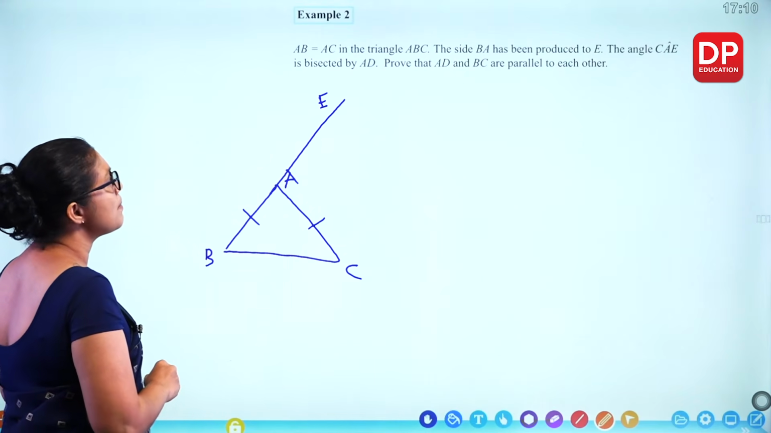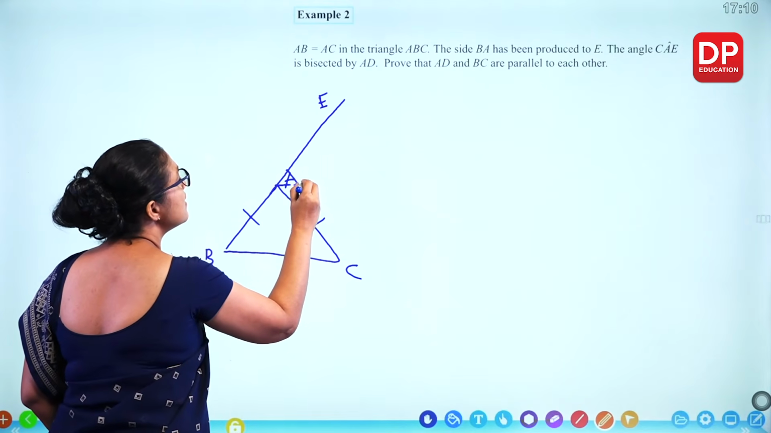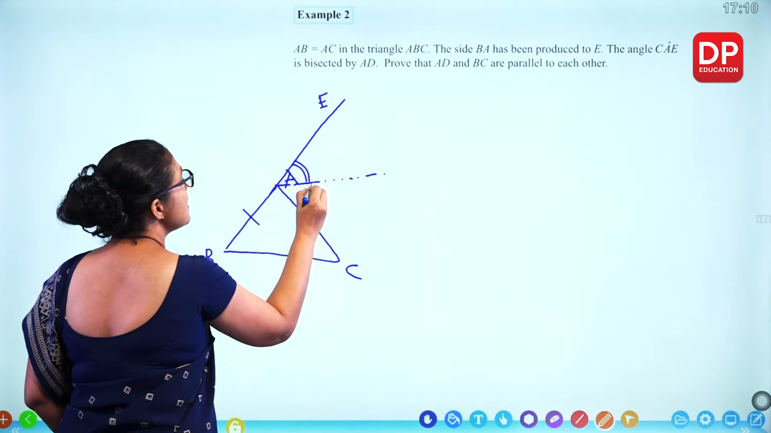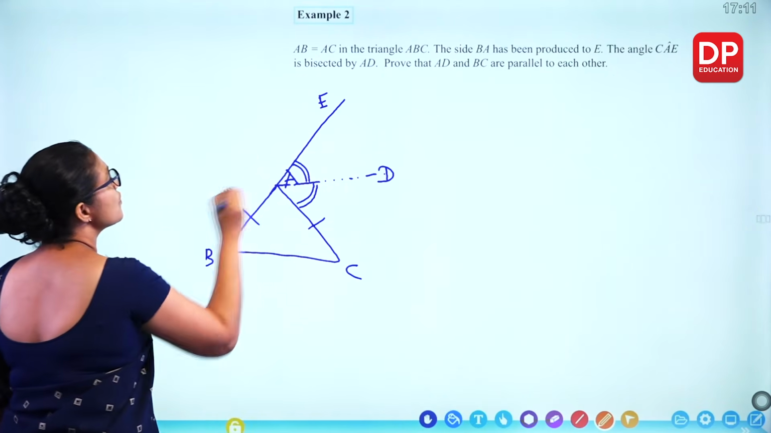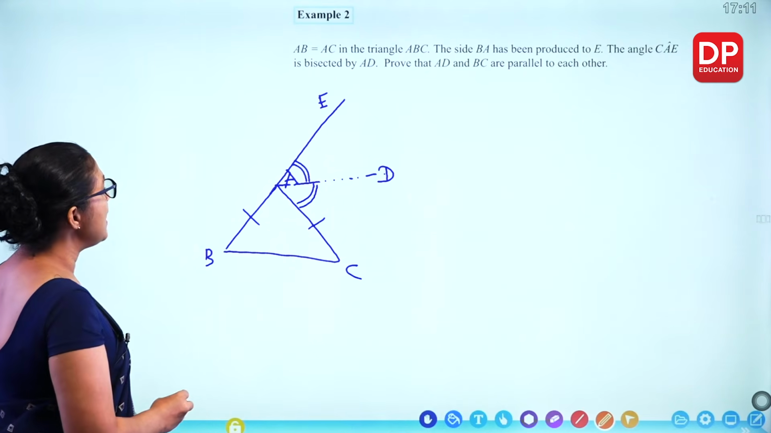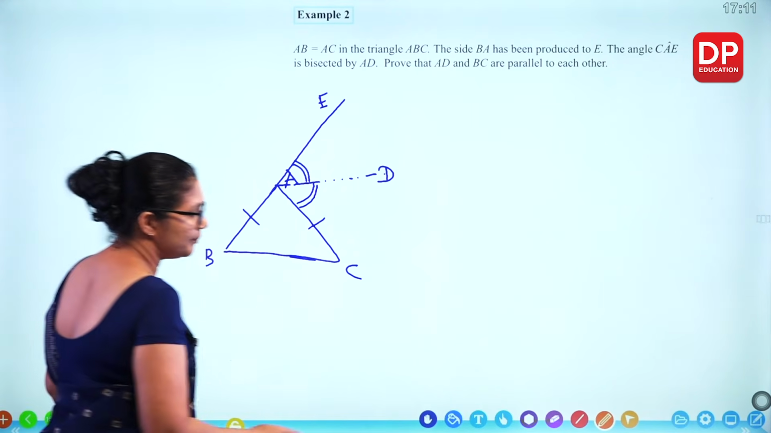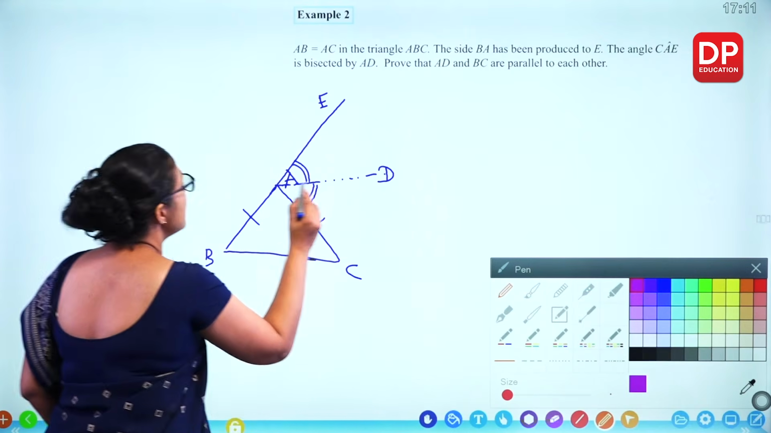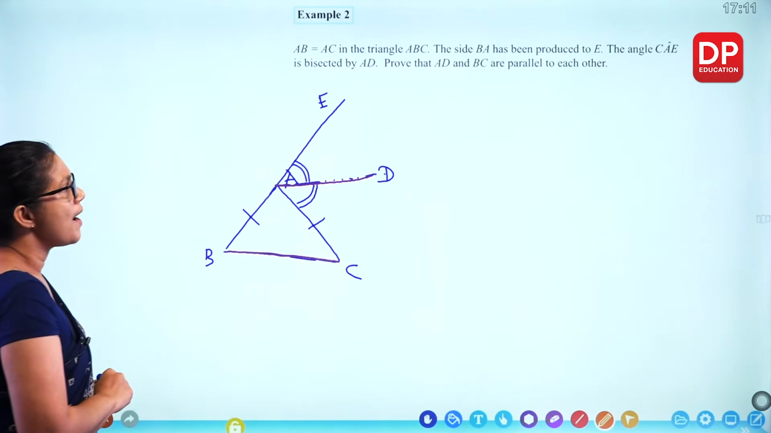is bisected by AD. So what does bisected mean? The angle bisects, so this angle is equal to this angle. So that becomes AD. So this point is A. Prove that AD and BC, these two lines, are parallel to each other. So you need to show that this line and this line both are parallel.